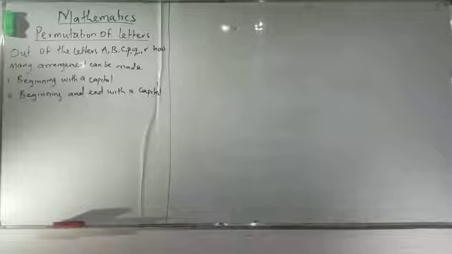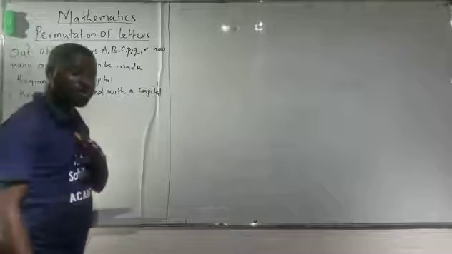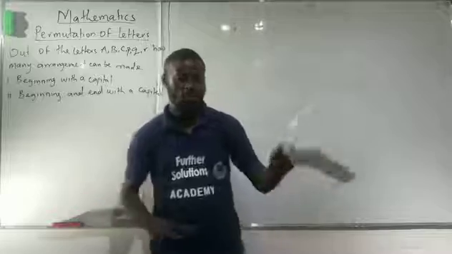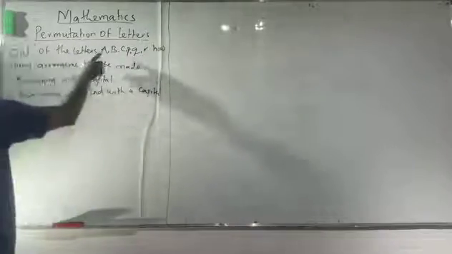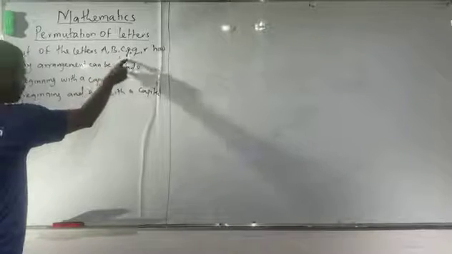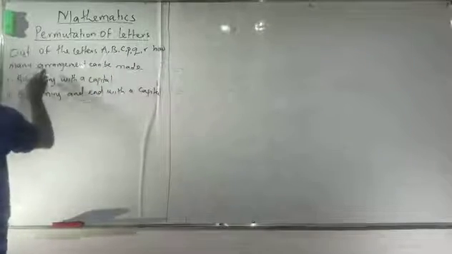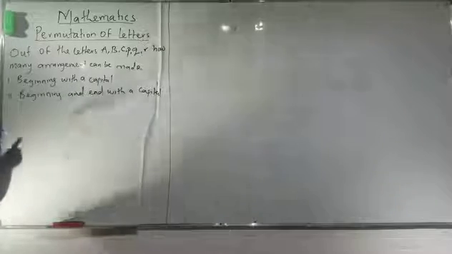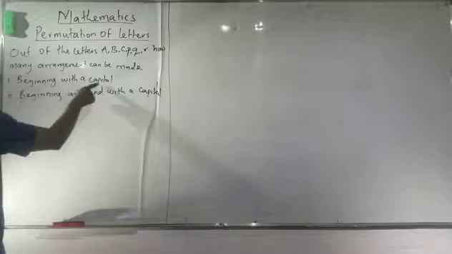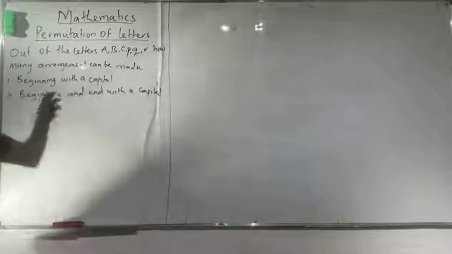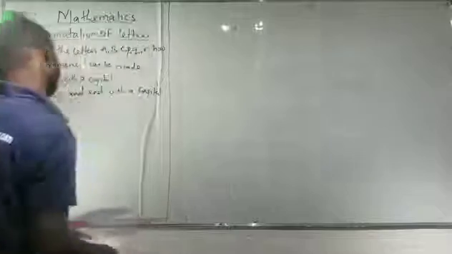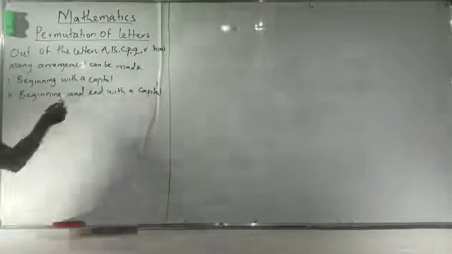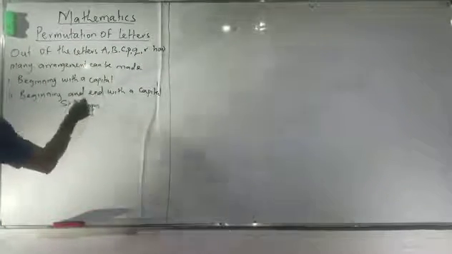Now, look at this question. This is a very good example of what I was saying. At this point, we won't play with numbers at all. We are just playing around with letters. Out of the letters A, B, C, and small letters P, Q, R, how many arrangements can be made? One, beginning with a capital letter. Two, beginning and end with a capital letter. This is a very nice question that anybody can ask you in an exam.